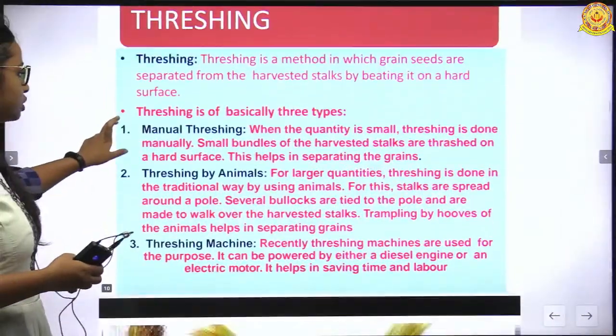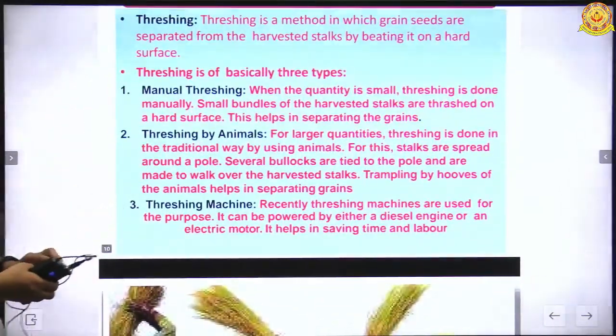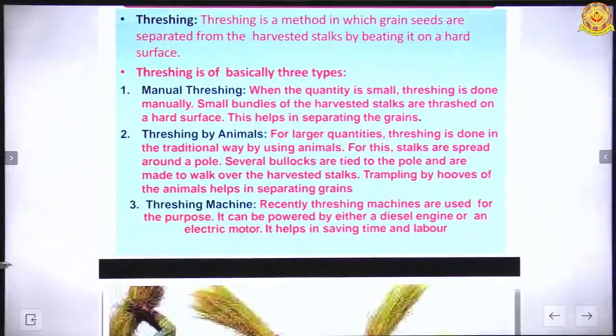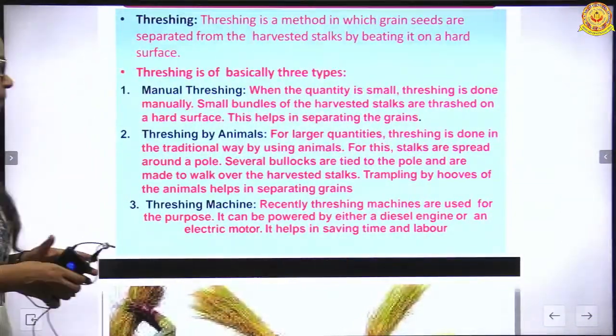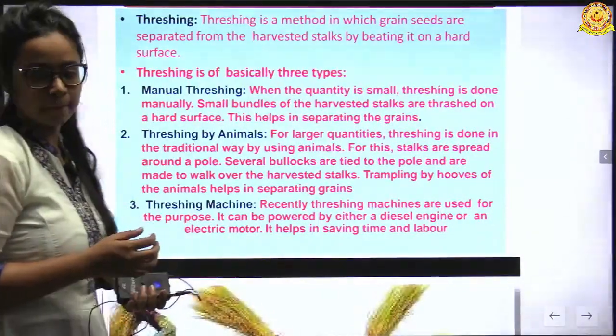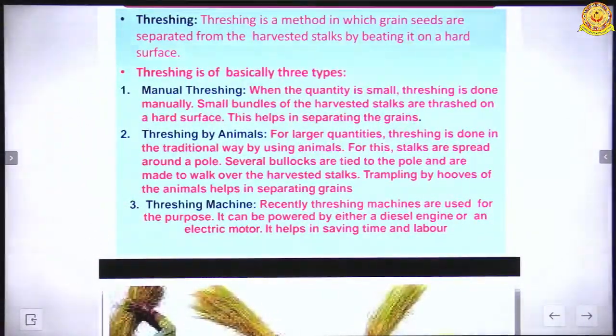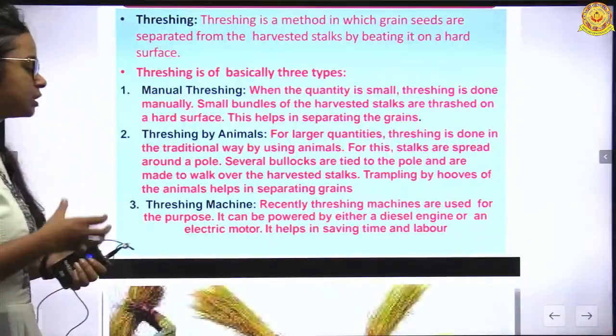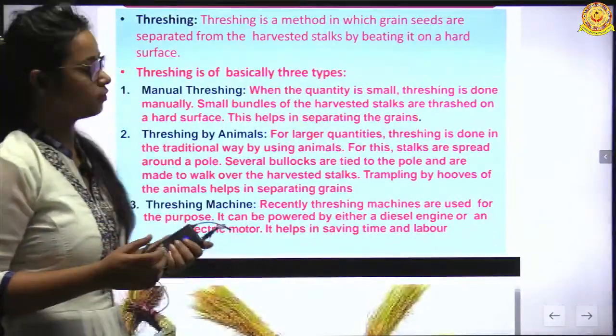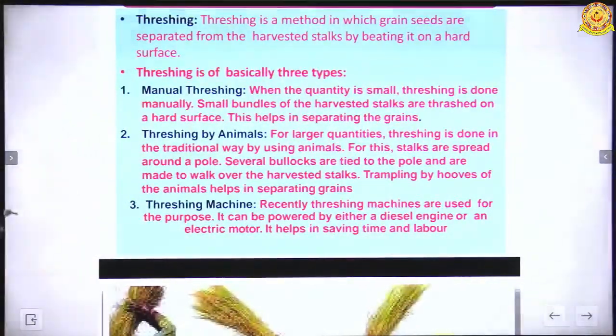Now threshing is of 3 different types: manual threshing, threshing by animals and threshing by machine. What is manual threshing? Manual threshing is used when the quantity is very small. Small bundles of harvested stalks are threshed on a hard surface. This helps in separating the grains.